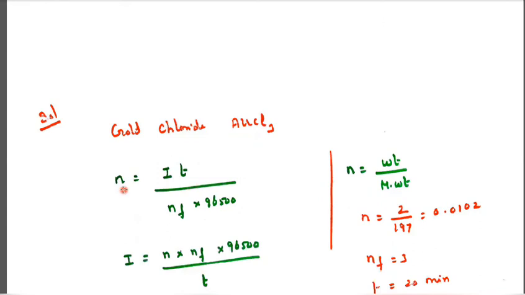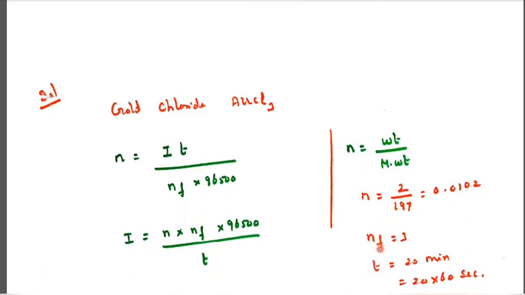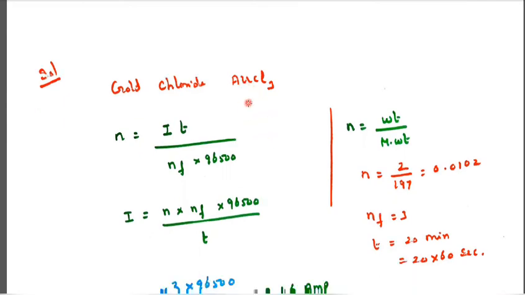I already told you how to find the number of moles in electrochemistry. The formula is IT divided by nF into 96,500, where n is the number of moles. In the question they have asked the current. So I is equal to n into nF into 96,500 divided by time. How to find the number of moles? Here it is weight by molecular weight. So n is equal to 2 by 197, which is 0.0102 moles. The valency of gold is 3, so nF is equal to 3.